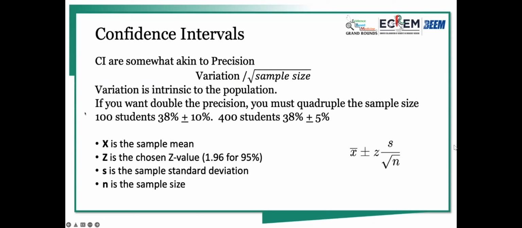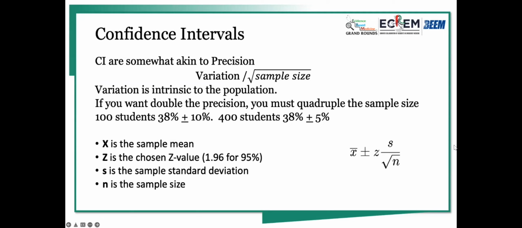I'm not going to be able to work this example out in the time we have, but let's say I put out a survey asking students if they like the new test scoring system, and I get 38% that say they like it. I calculate my precision, or my confidence interval, taking into consideration the variation of the responses and the sample size that I have. For 100 students, I have 38% plus or minus 10. In other words, my true mean could be anywhere between 28 and 48.